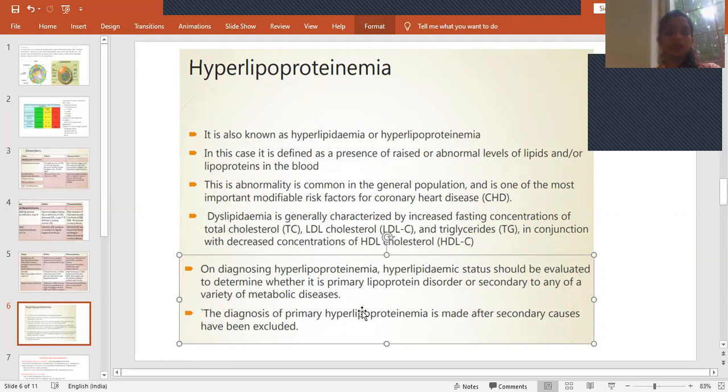And then the diagnosis of primary hyperlipoproteinemia is made after secondary causes have been excluded. So how can we conclude that it is primary? We have to go for HbA1c or fasting blood sugar, so that we can know that it is not caused by diabetes. We also have to ask the patient whether he is alcoholic. If not, then we can exclude that too. If no other reasons are there, then we can conclude it is primary lipoproteinemia.